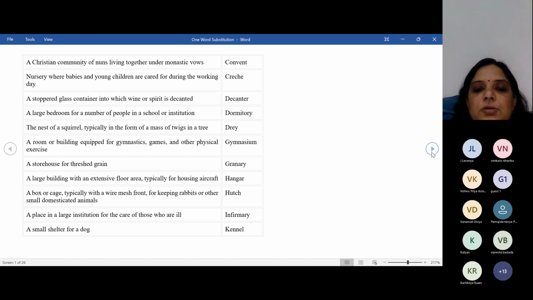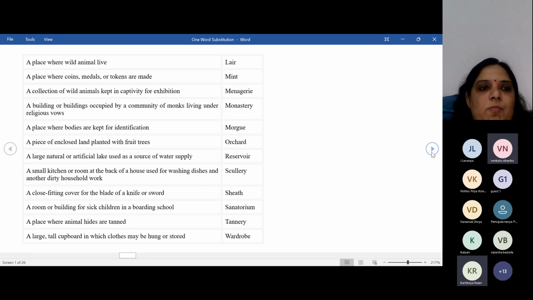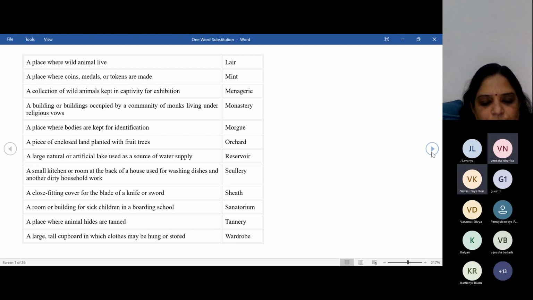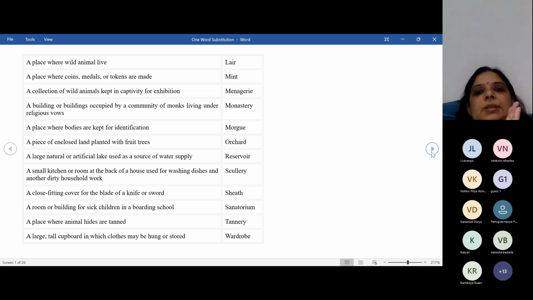A small shelter for a dog, kennel. A place where wild animals live. Okay, it's a lair. Okay, let me just check. Where's a mint? Yeah, ma'am. Coins and notes are printed. Coins are stamped, notes are printed. Yes, a place where coins and notes are printed. That's called a mint. And a place where wild animals live is called the lair.